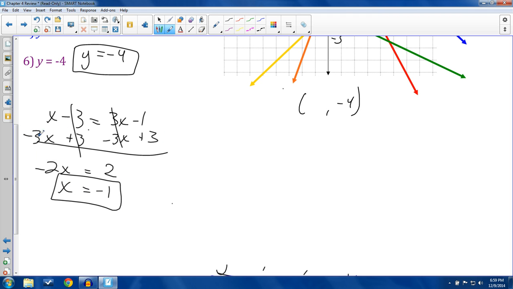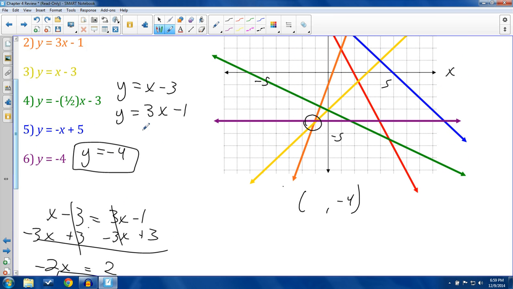When you plug in negative 1 into one of these equations, any of these three, let's try the top one. Y equals negative 1 minus 3. That equals negative 4. Does that work? Yeah, well, look, we're supposed to get negative 4. So negative 1, negative 4 is your answer. We can tell it's supposed to be negative 1, negative 4, but that's but one way to do it.